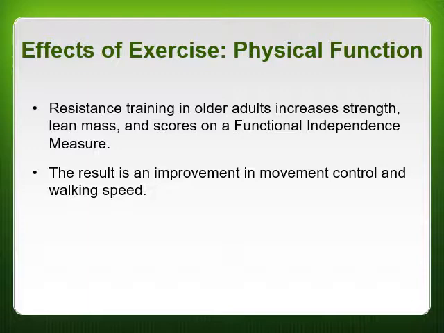And at the end of the day, when it comes down to why we do any of this, especially for older adults, it's all about being able to live your life independently, being able to still do things on your own. And that resistance training helps them increase their strength, lean mass, and scores on a functional independence measure. So those tests that are designed to see how well they can function around the house go up too because of it. The result is an improvement in movement control and walking speed too. So then we can burn more calories. We don't have as much fat. We have a higher metabolism. You see how this all works? It all goes together to help improve the quality of life of this person so they're not just wasting away anymore.